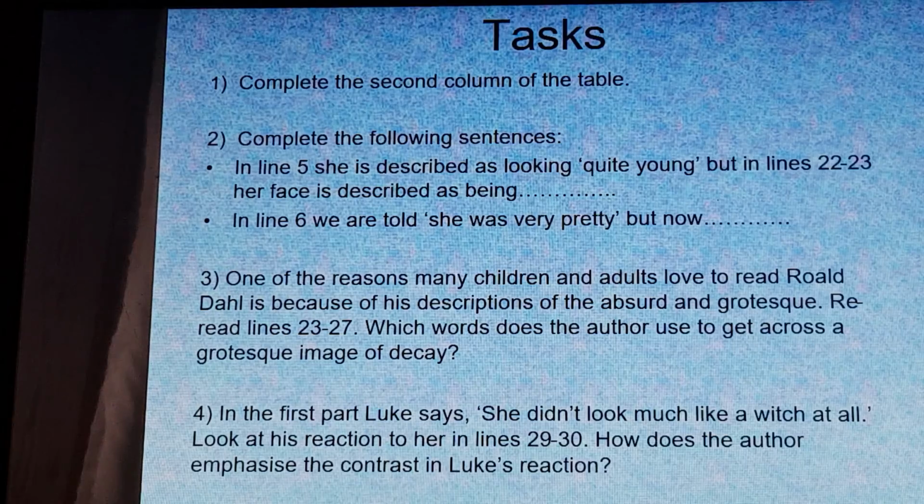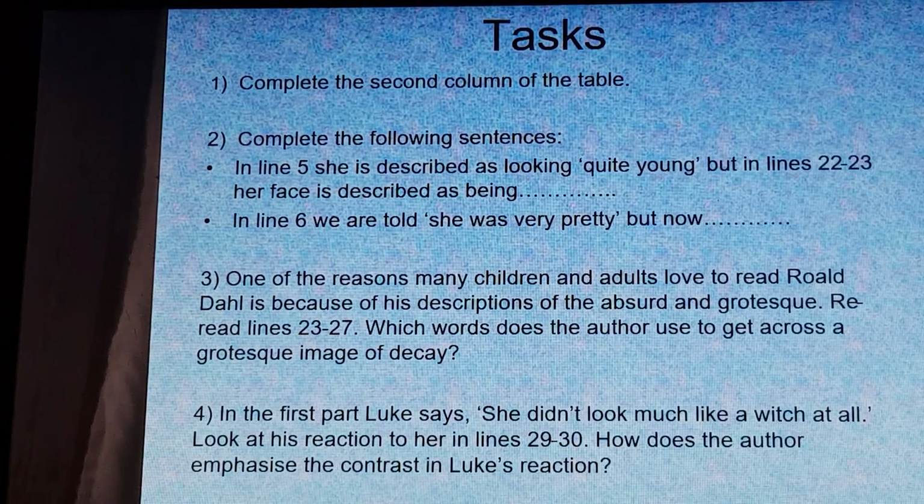So think about the words and phrases that Roald Dahl uses in lines 23 to 27 to get across that really disgusting image of decay to describe this Grand High Witch's face. And our final question. In the first part, Luke says she didn't look much like a witch at all. Look at his reaction to her in lines 29 to 30. How does the author emphasise the contrast in Luke's reaction? So how does he show that real change in Luke's reaction to her in lines 29 to 30?